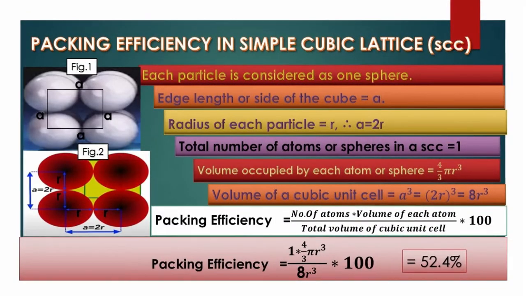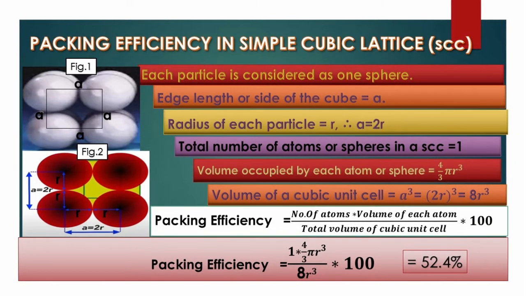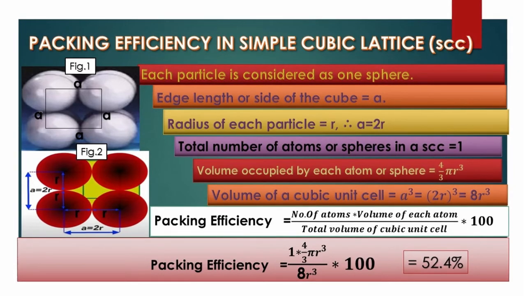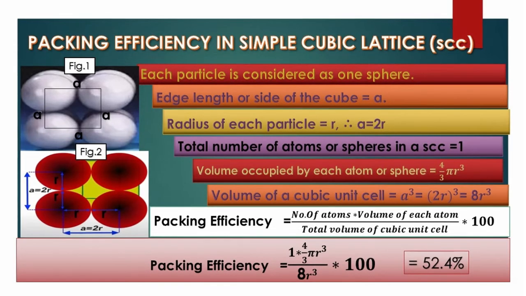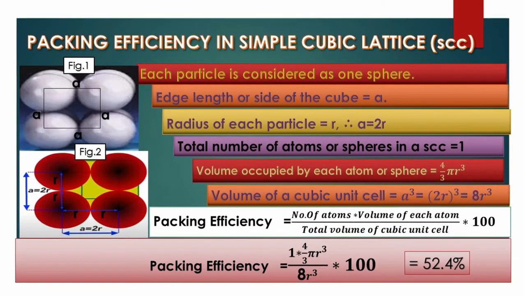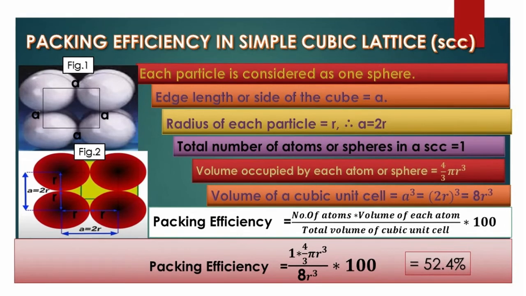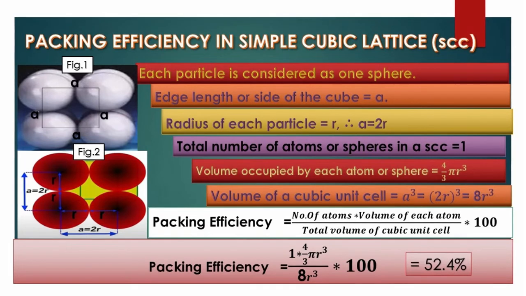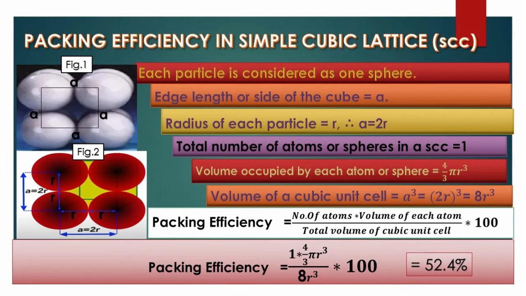Packing efficiency in simple cubic lattice. We know in a simple cubic lattice, atoms are located only on the corners of the cube. These particles touch each other along the edge. Thus the edge length or the side of the cube will be equal to a. This is shown in figure 1. And in figure 2, you can understand the relationship between the edge length and the radius of each particle.